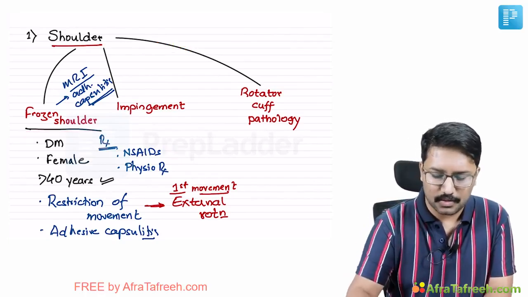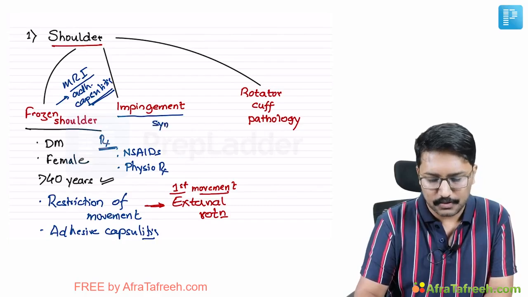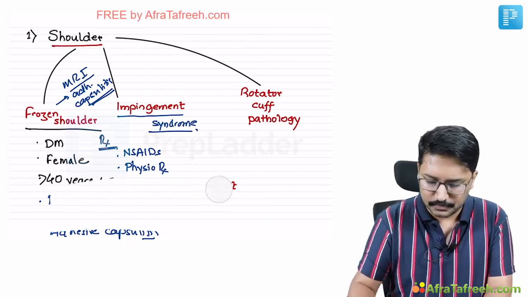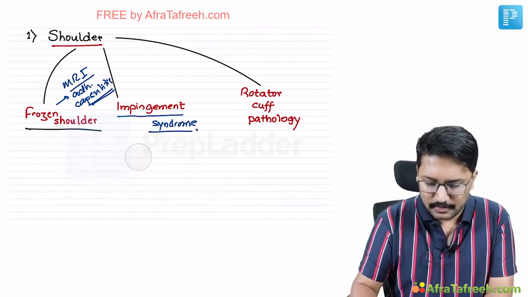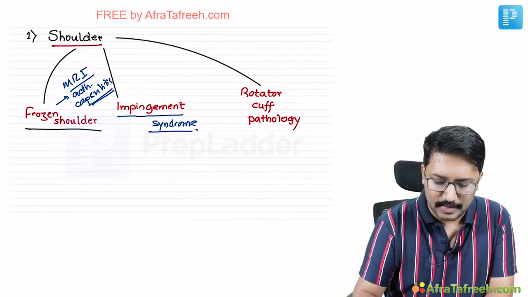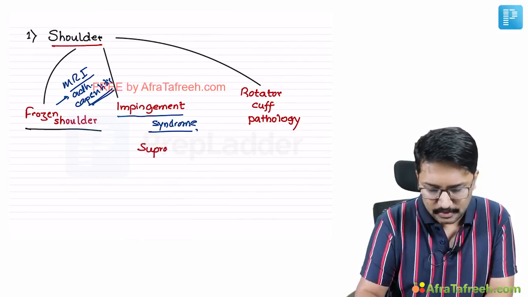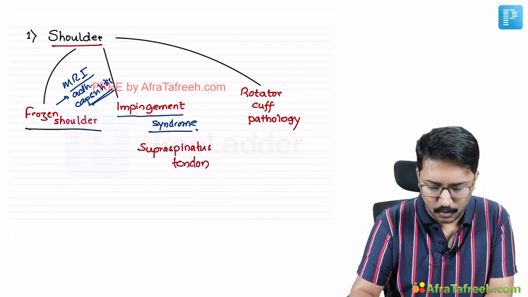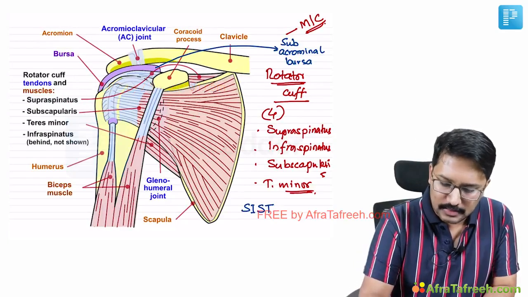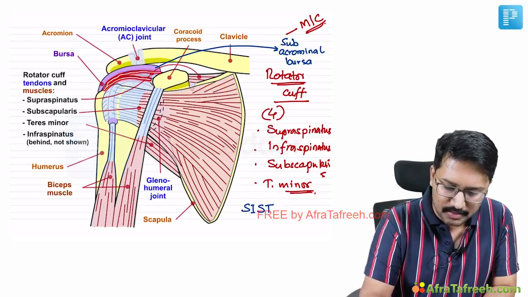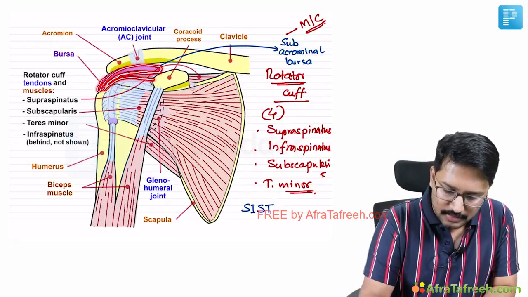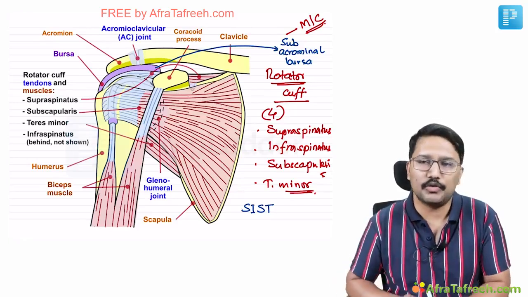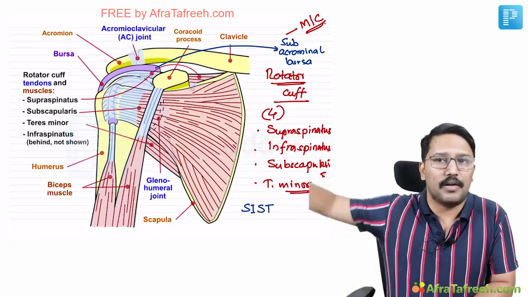Okay, so the next condition we're talking about is impingement syndrome. Right? So what is impingement syndrome? Impingement syndrome is a condition where we see patients presenting with pain in the shoulder joint because of impingement of the supraspinatus tendon. Now we have already seen this image and we have seen this tendon. It is just beneath the subacromial bursa, right? Now, what is the important movement that the supraspinatus muscle does? The movement that the supraspinatus muscle does is your abduction, right?